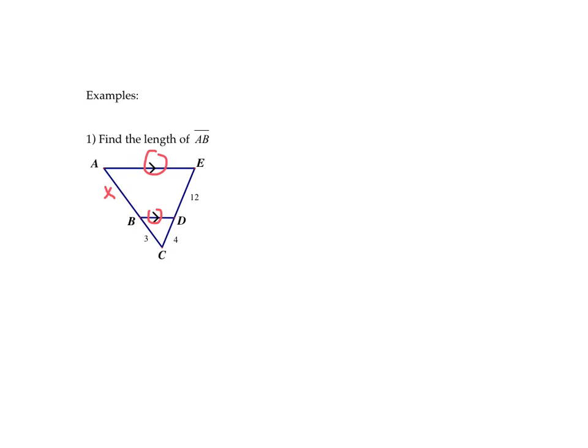So we can set up a proportion like this. We can put the length of AB, which is represented by X, over 3, and set it equal to 12 over 4. Now, you could go ahead and cross multiply if you wanted to. You can get 4x is equal to 36. Just take 4 times x, take 3 times 12, and then divide by 4. You get x equals 9.